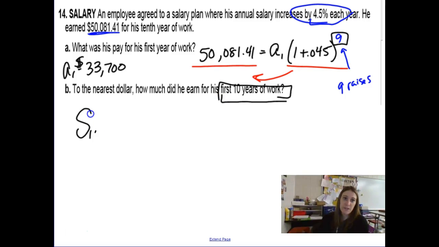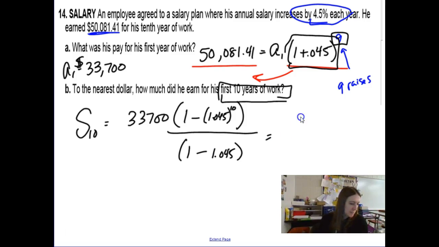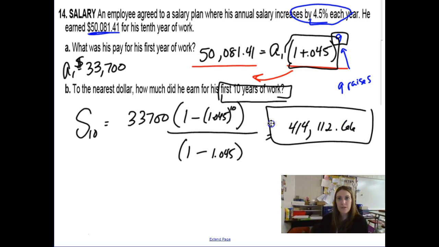So this is a summation question, right? Summing the first 10 years. So let's use that formula, 33,700 times 1 minus, now his r is this guy right here, 1.045 to the 10. Now remember, this is confusing because it is 10 years. I know, just really messing with you today. He is working for 10 years. He didn't get 10 raises, but he's working for 10 years. And then 1 minus 1.045 goes right here. So he made $414,112.66 for all 10 years total.